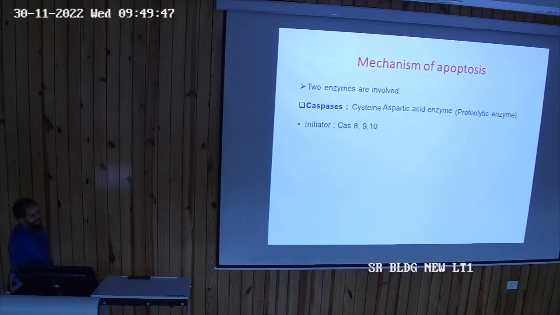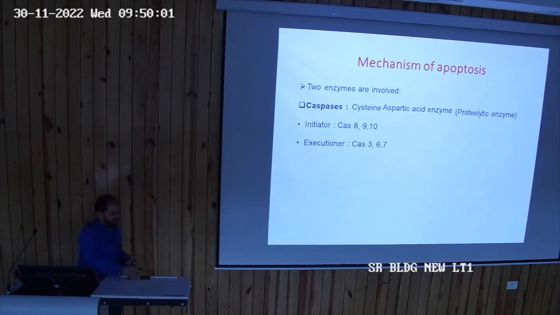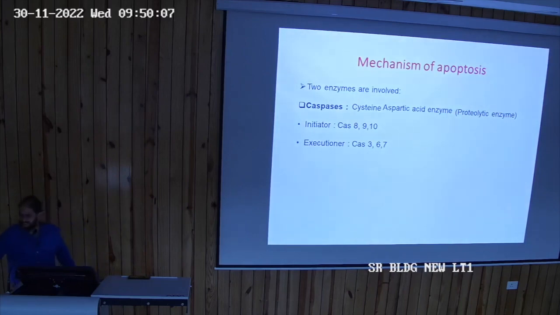And there are two types of caspases. There are initiator, है ना, इनिशिएटर है, एग्जीक्यूशनर है. एक इनिशिएट कर रहा है, एक एग्जीक्यूट कर रहा है. कैस्पेसेस में जो 8, 9, 10 कैस्पेसेस होते हैं वो इनिशिएटर होते हैं, और 3, 6, 7 are the executioner caspases. There are different types of caspases. Okay.